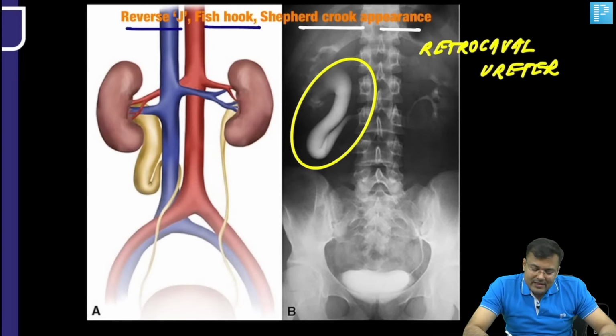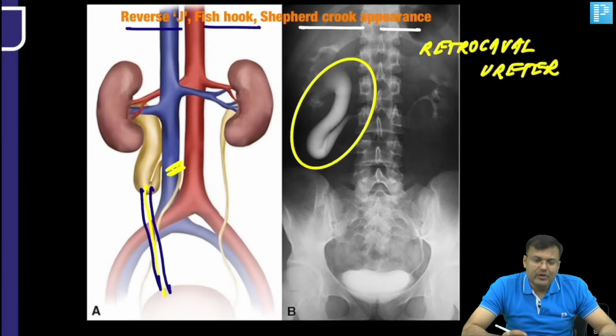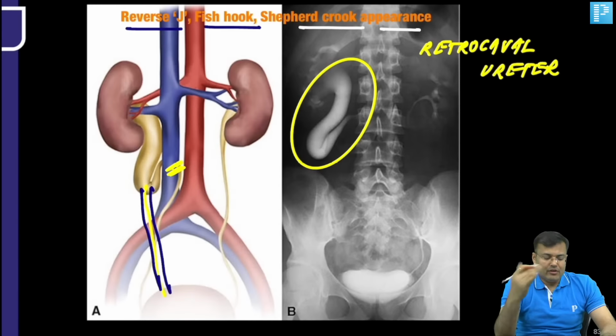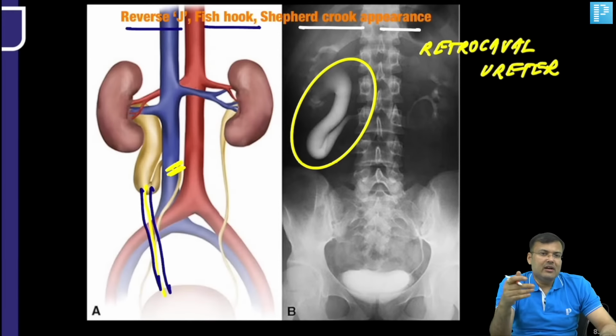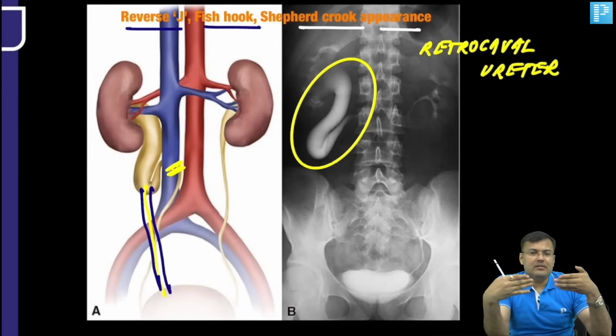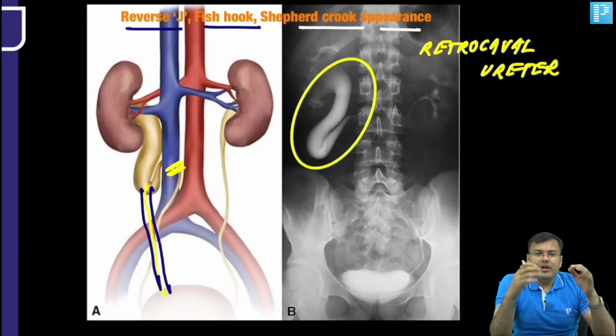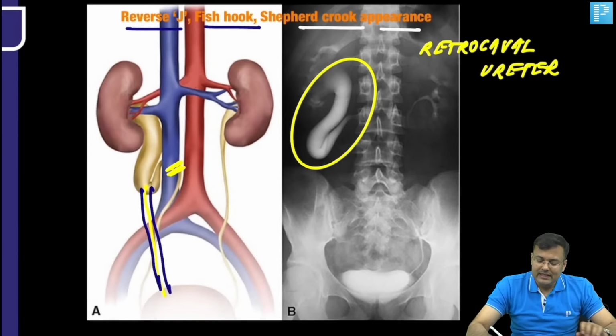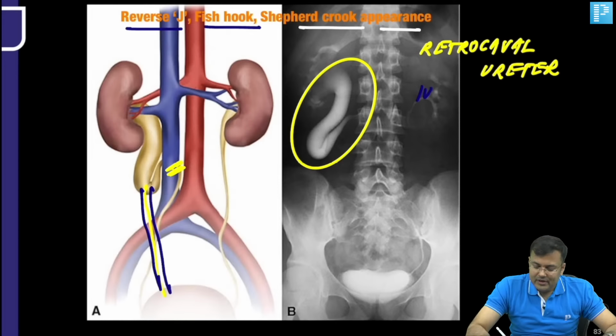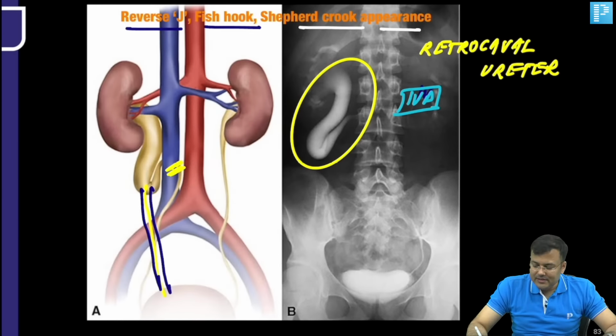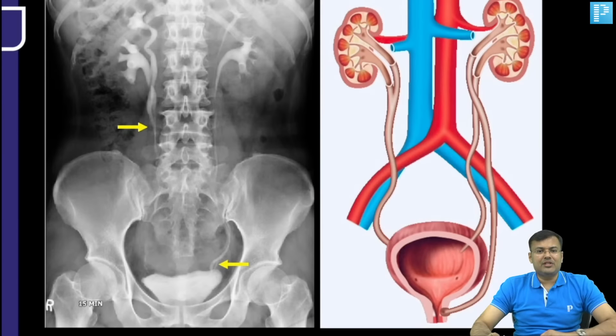And what treatment will you do? Cut the ureter and after that you perform the anastomosis between the ureter. So, relocation ureterostomy. You relocate the ureter and perform the anastomosis. This is retrocaval ureter. These are the signs which are seen on IVP. Clear? IVP. Next. Easiest question.